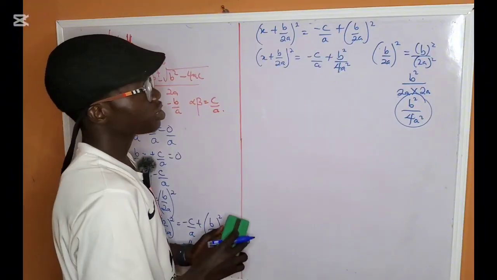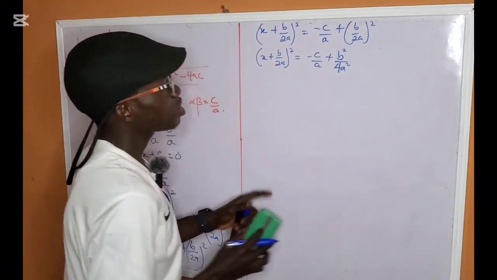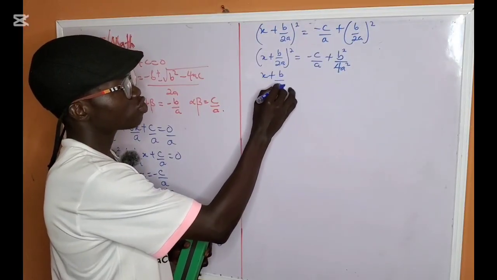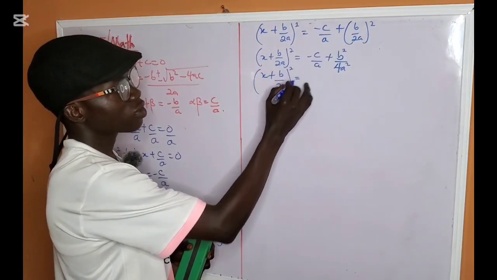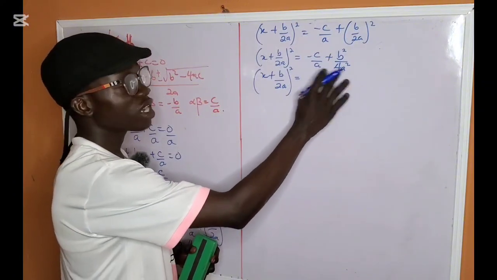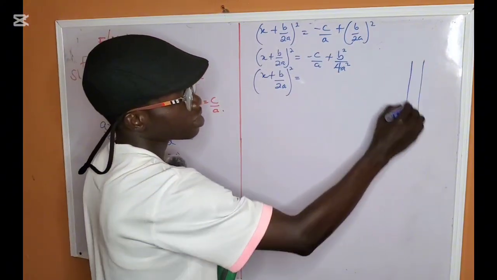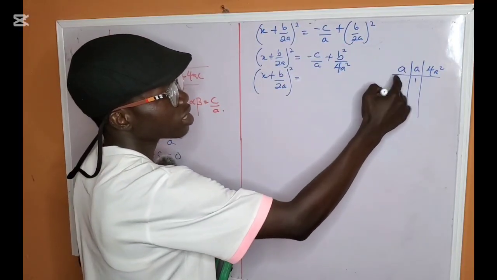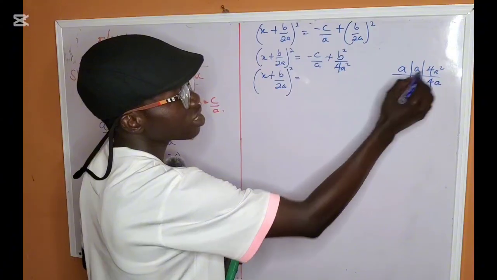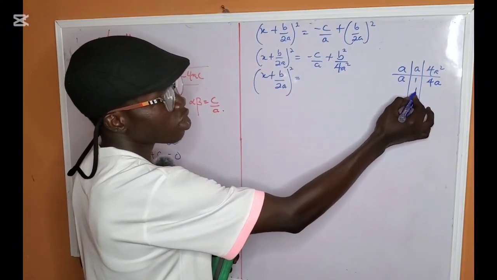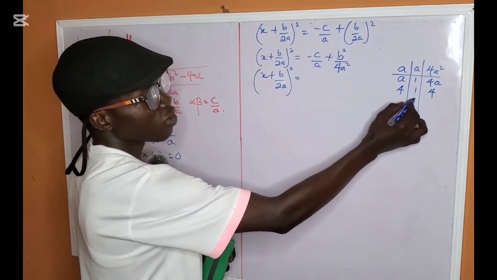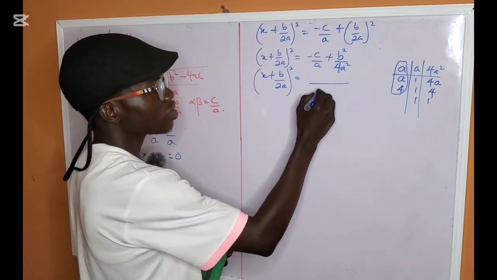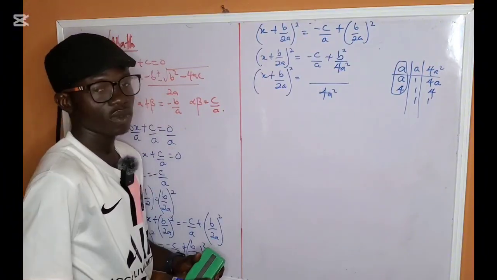So let's continue our journey. Can I erase this part? So to continue, we are going to have x plus b over 2a all squared equals the LCM of a and 4a squared. Let me write it here. This is a, this is 4a squared. Alright, a in a, that's 1. a in 4a squared, that's 4a. Then a can still divide a: 1, 4, 4, 1, 1. So 4 times a times a, that's 4a squared. Therefore, the LCM is 4a squared.